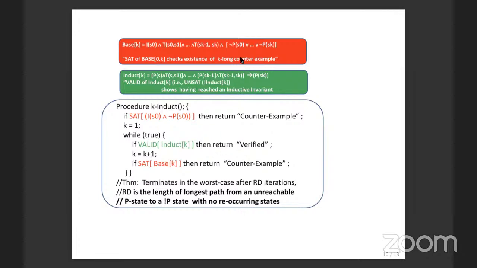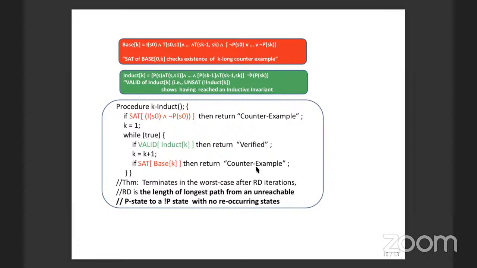And of course, if it is safe, then it'll take those many steps from P to not P, a state that you require. If it is unsafe, then it will take whatever is the longest counterexample distance from any one of the initial states. Okay, so that's how it does.